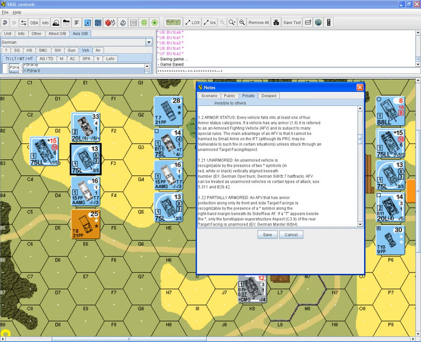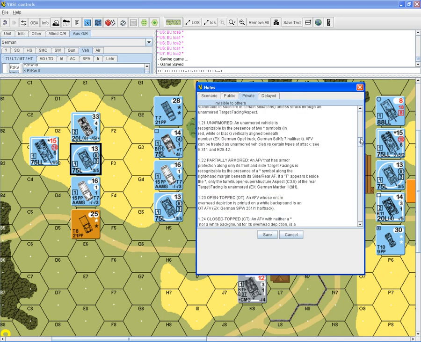The main advantage of an AFV is that it cannot be harmed by small arms fire on the infantry fire table unless it is struck through an unarmored target facing or aspect. So what does all that mean? That means if you attack a portion of the counter facing that has armor, your small arms attack will have no effect on it. If you attack a counter that doesn't have armor in that facing, then your small arms attack could have an effect against it.